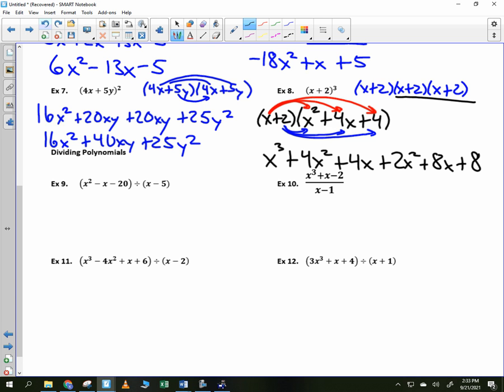So if we add all that together, we got the x cubed. How many x squareds? 6x squared. How many x's? 12x plus 8.